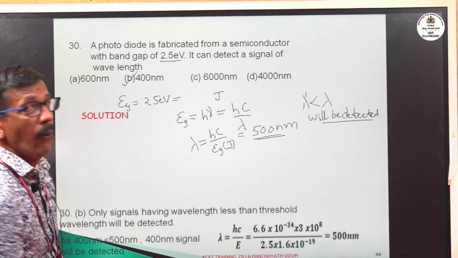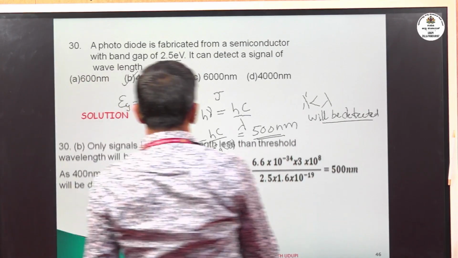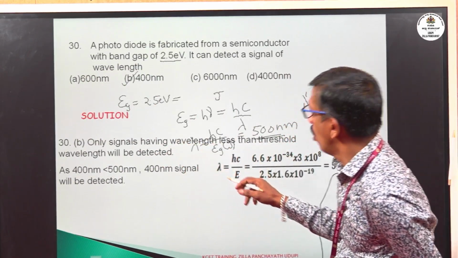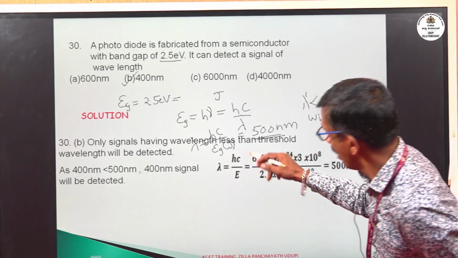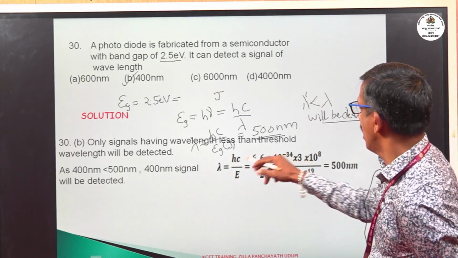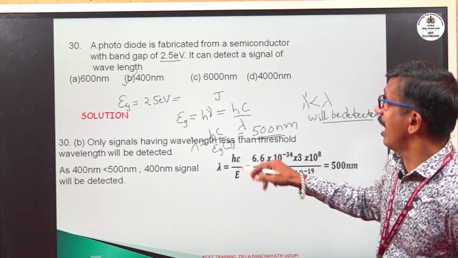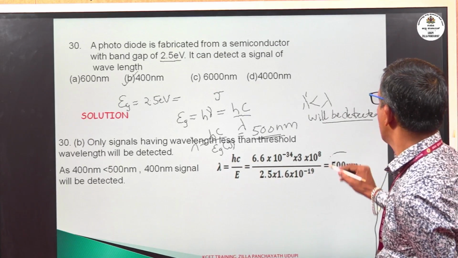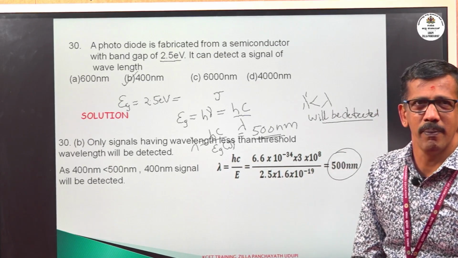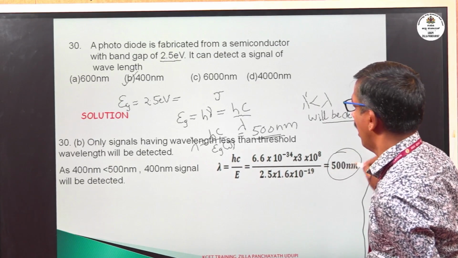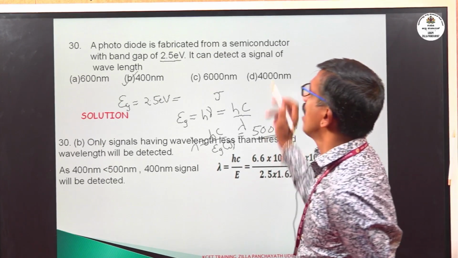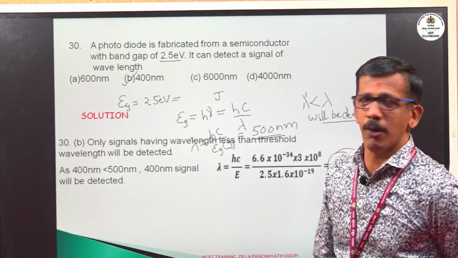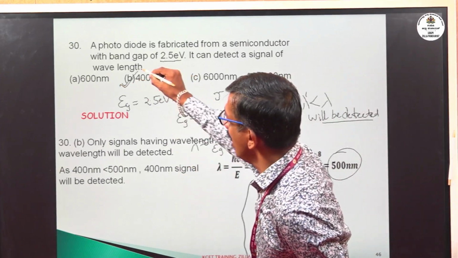Only signals having wavelength less than the threshold wavelength will be detected. We calculated the threshold wavelength by using the formula lambda is equal to h c by E. H is Planck's constant, c is speed of light, E is energy gap converted into joules. On simplification, we get threshold wavelength as 500 nanometer. If the wavelength of the signal is less than 500 nanometer, it will be detected by the photodiode. So option B is the right answer.